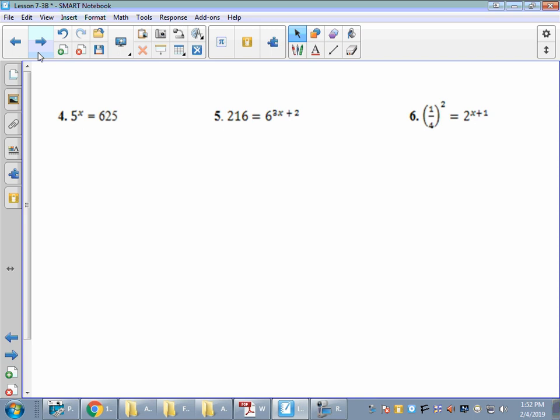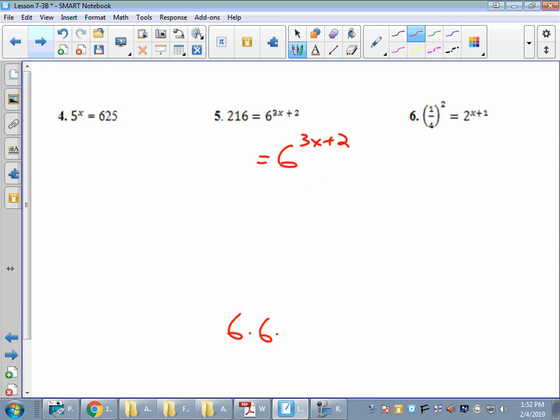So again, we want to change the base number. It's already kind of given to us. We know that we're going to use 6 eventually. So 6 to the 3x plus 2, and over here we've got 216. How can we break that down? 6 times 6 is 36, and then 36 times 6 would equal our 216. So that means 6 to the 3rd power. So up here we can write 6 to the 3rd power because that's equal to the 216 that we have there.